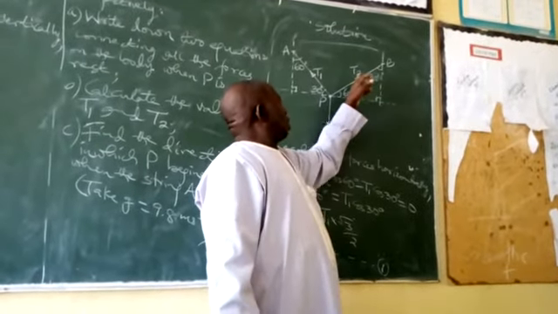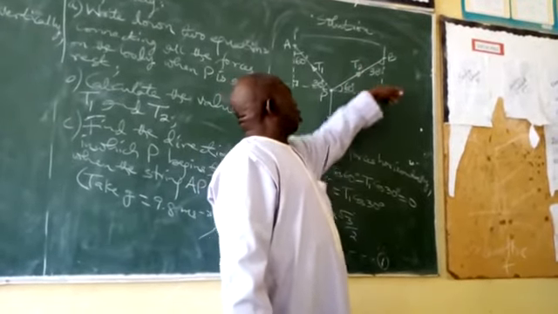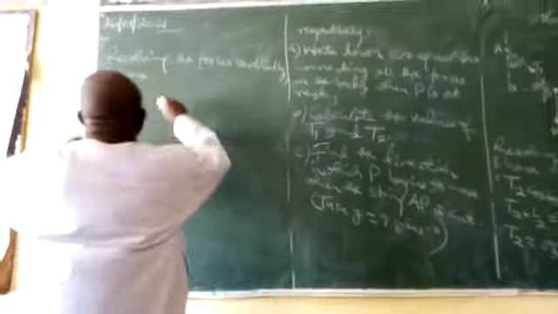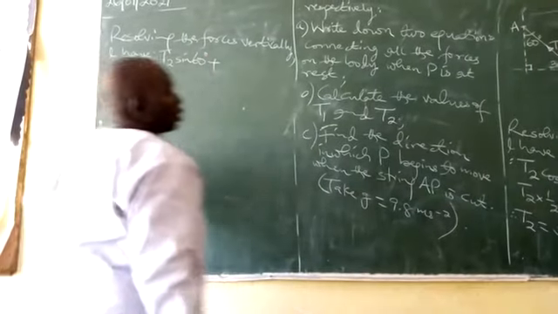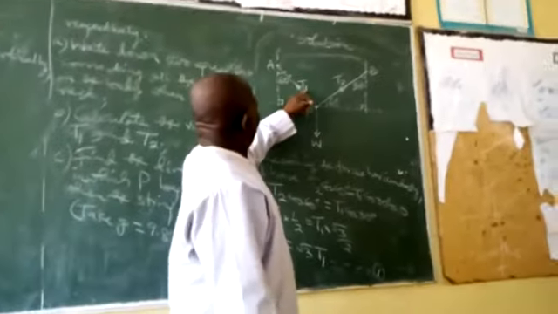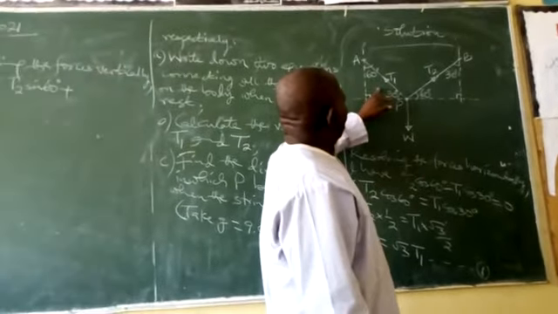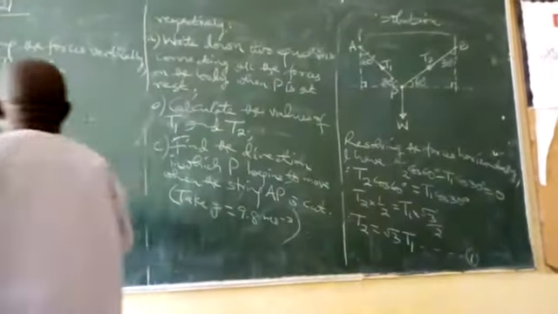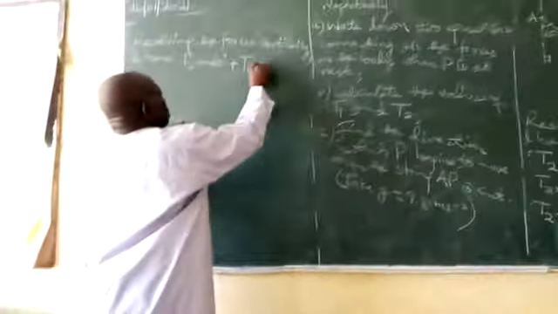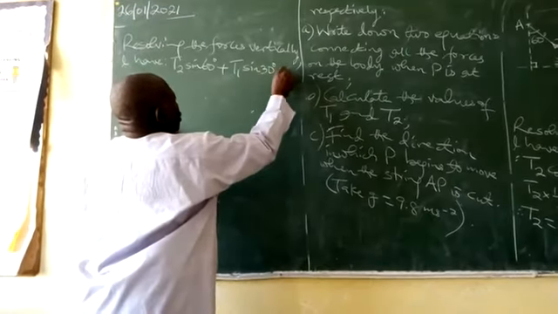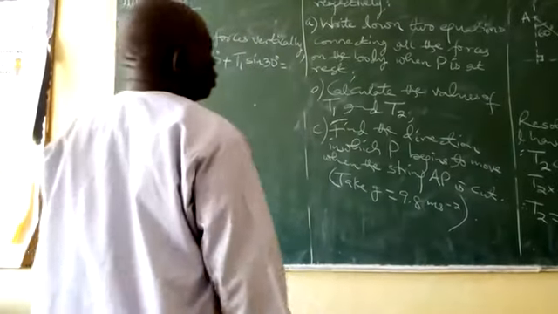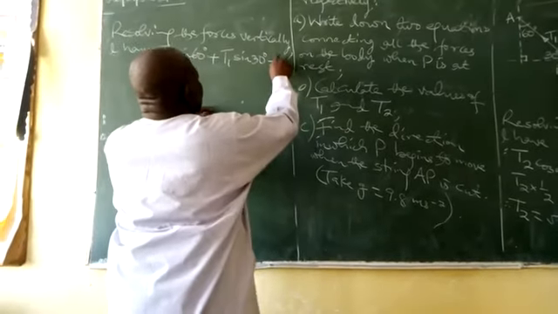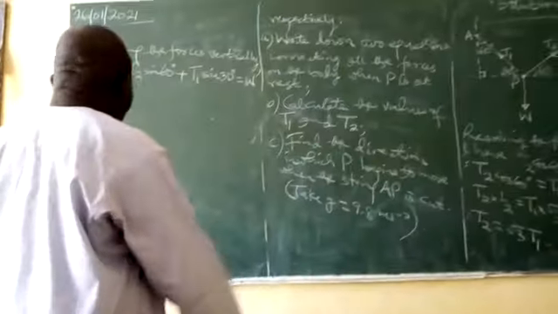Resolving this tension T2 vertically, I'm going to have T2 sin 60 degrees upward, so it's positive. Plus the vertical component of T1 will also be in the positive direction, so it will be positive, plus T1 sin 30 degrees. That is equal to W, the downward force.